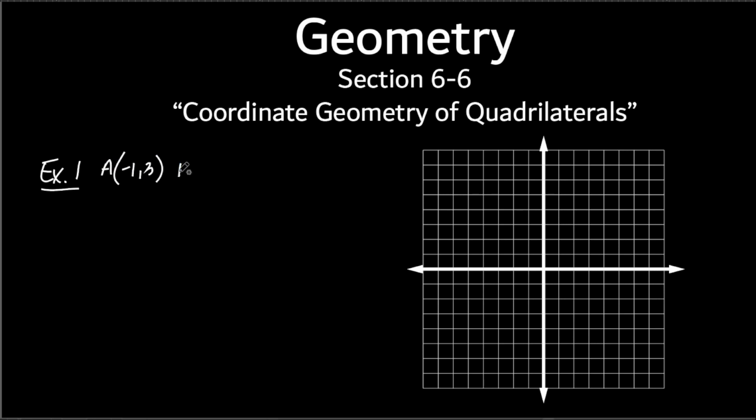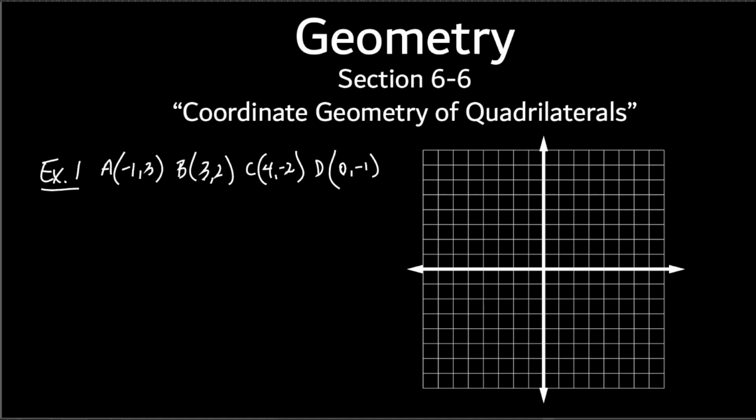So they give you point A, and we'll graph these. They give you point B. They give you C, which is (4, -2). And they give you D, which is (0, -1). Make sure I got them right. (-1, 3), (3, 2). Yep.